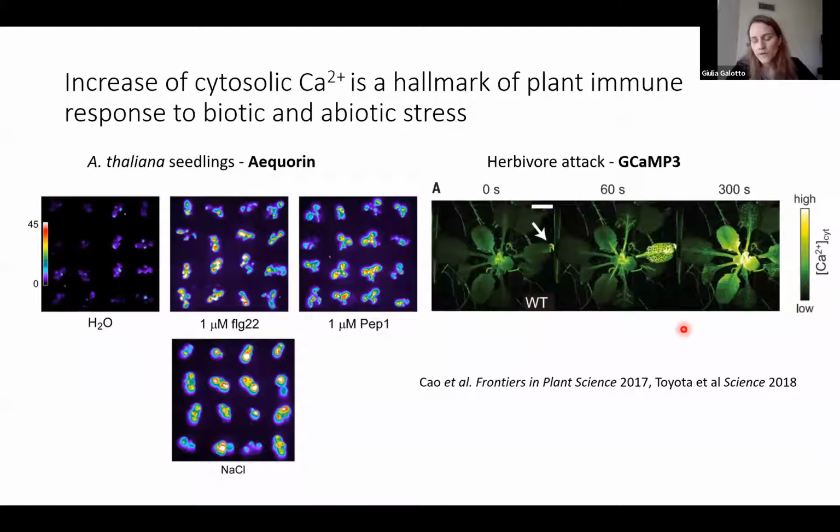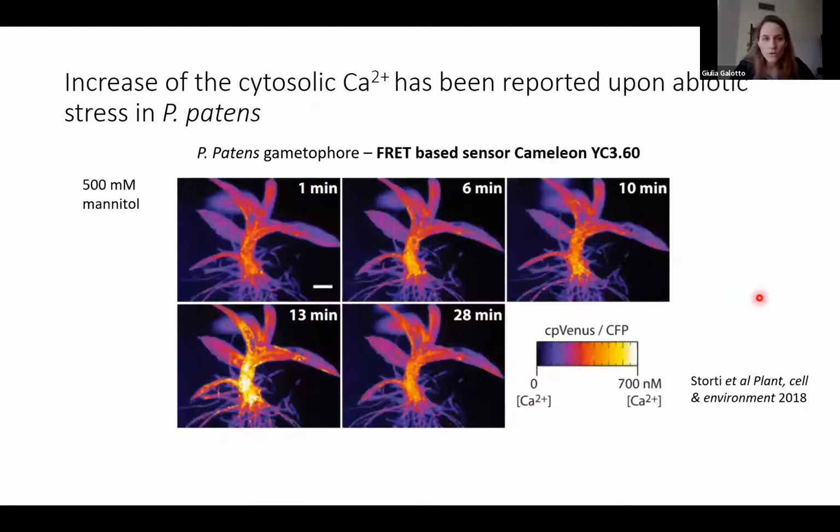On the right side, we can see the case of more adult Arabidopsis plants, in this case an herbivore attack, and these plants are expressing the sensor GCaMP. Here is the site of herbivore attack, and you can see that upon this attack, the cell has an increase of calcium that then is propagated to the rest of the plant. In the case of Physcomitrella patens, we know that an abiotic stress can trigger a similar calcium response.